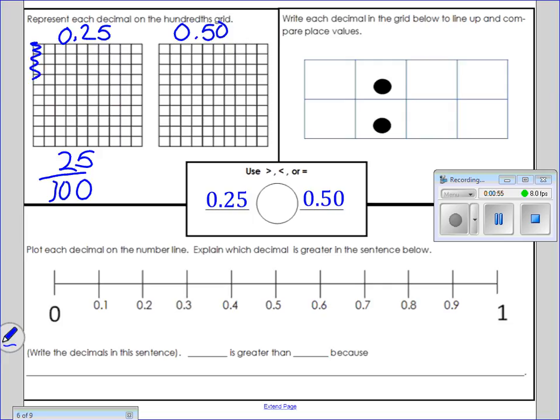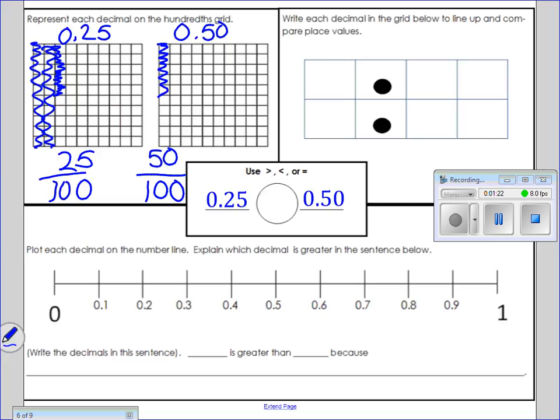I know that means 2 rows of 10, and then 1, 2, 3, 4, 5. There's 25 hundredths. 50 hundredths. When I say that, I know the fraction is 50 out of 100. I know I'm going to shade in 5 rows of 10.